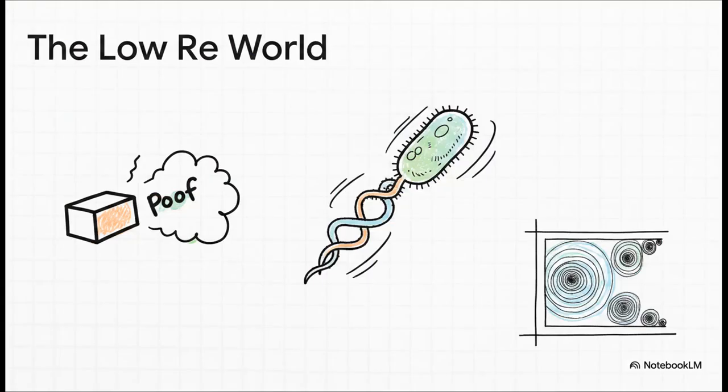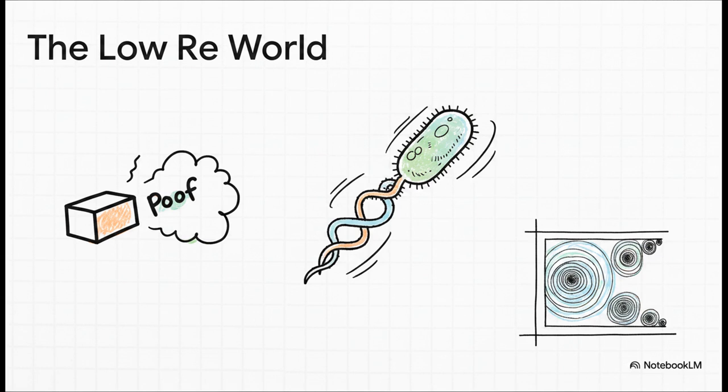Seriously, let's take a quick trip to this low Reynolds number world. It is a place where your everyday intuition just completely breaks down. Inertia is so weak that if you stop pushing something, it stops instantly. There is no such thing as coasting. Can you imagine trying to swim in a pool of molasses? You couldn't just paddle back and forth. You'd go absolutely nowhere. It's why bacteria have to use this clever corkscrew motion. And it gets even weirder.